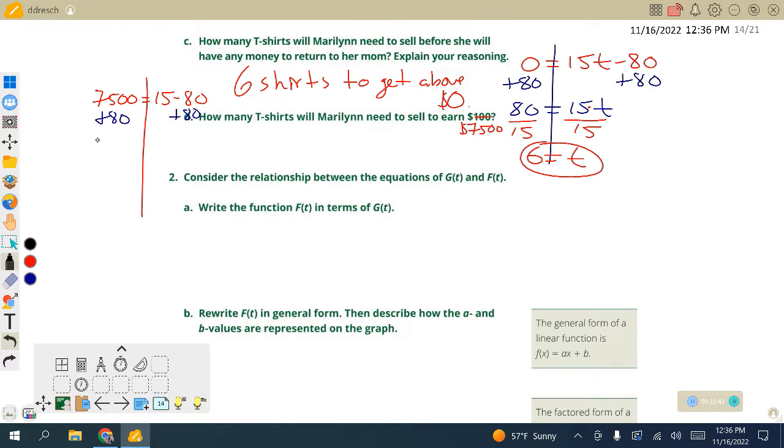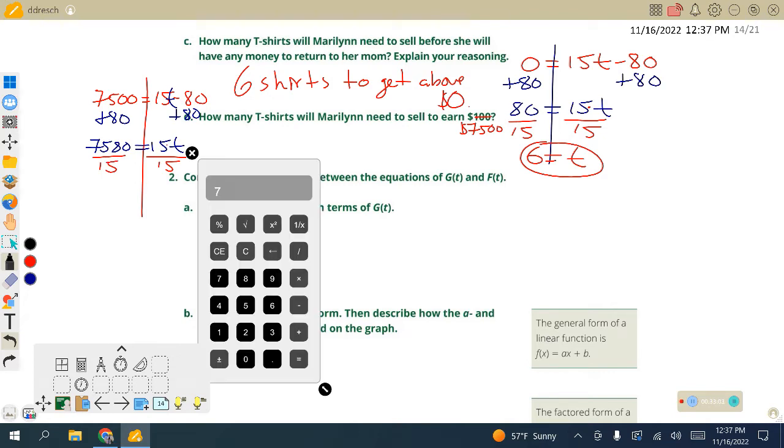Add 80. Keep that thing balanced. 7,500 plus 80 is 7,580. I forgot my variable t right there. Nothing changes. We've got 15 times t, and the inverse of multiplication is still division. Big money, no whammy. 7,580 divided by $15 a t-shirt.